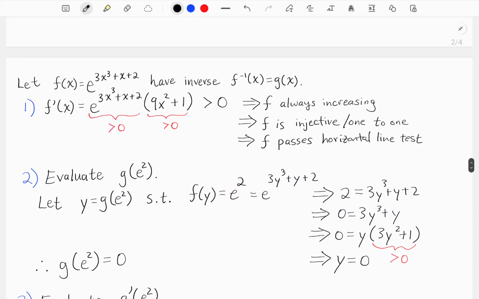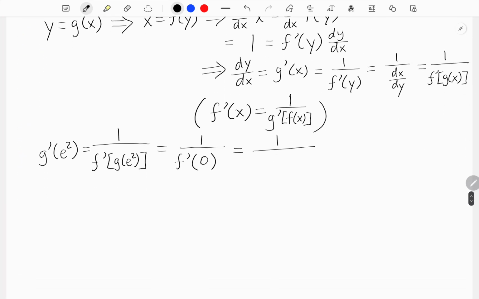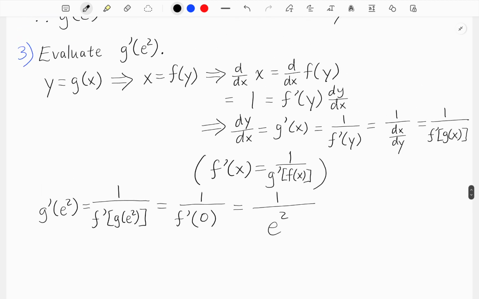So we simply substitute x for 0. So we have f prime of 0 is just e to the, so we have 0 plus 0 plus 2, so we have e squared. And then over here, if I let x be 0, I have 0 plus 1, which is 1, so this is just 1. So in the end, I just have e squared. So that is the slope of the tangent line touching the graph of g at the point e squared comma 0.